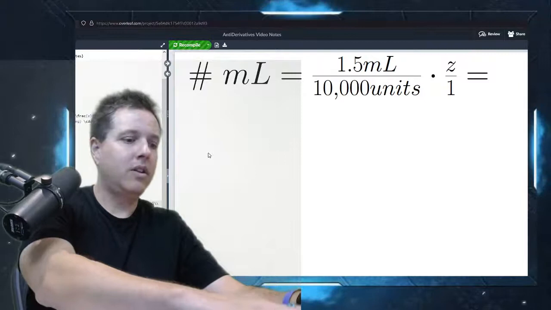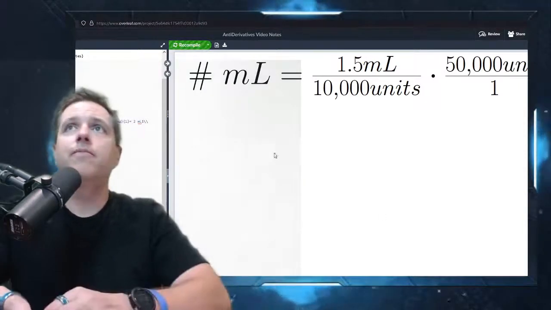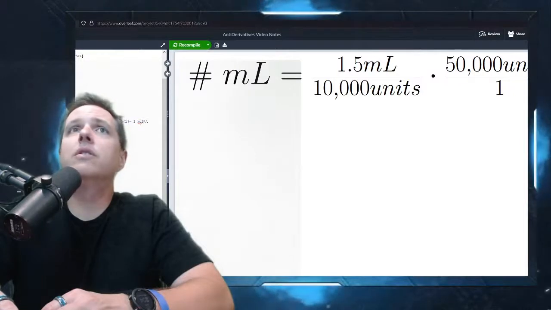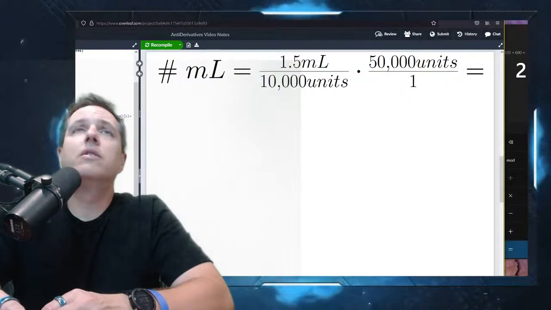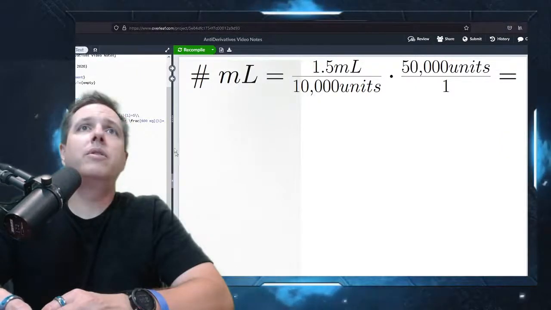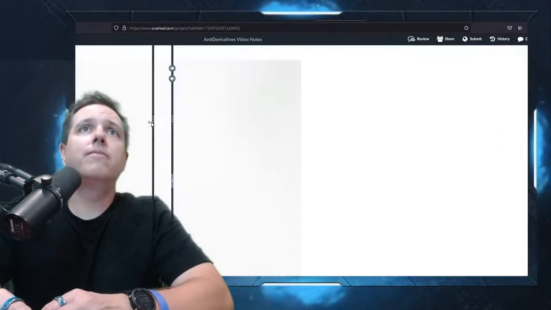500 units. Let me move this. Let's see. Move that over so you can see it a little bit. Let me see. What if I do this?